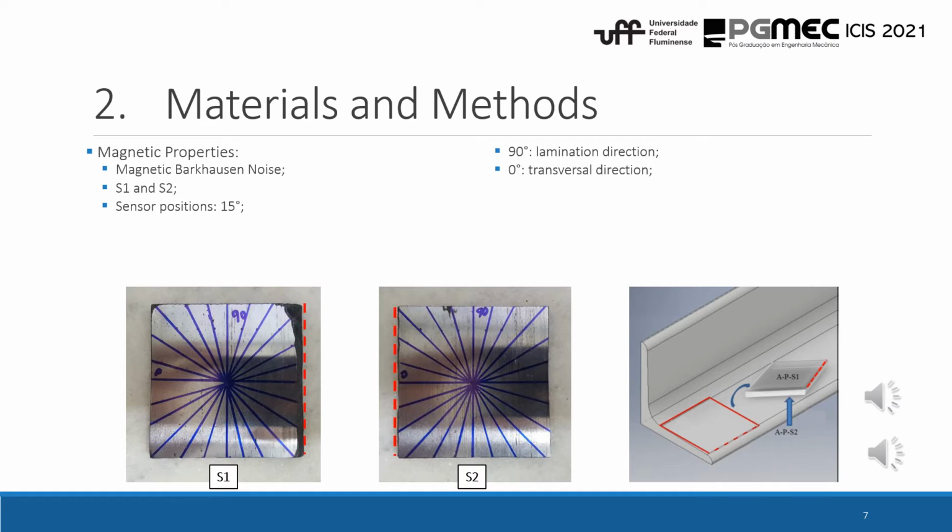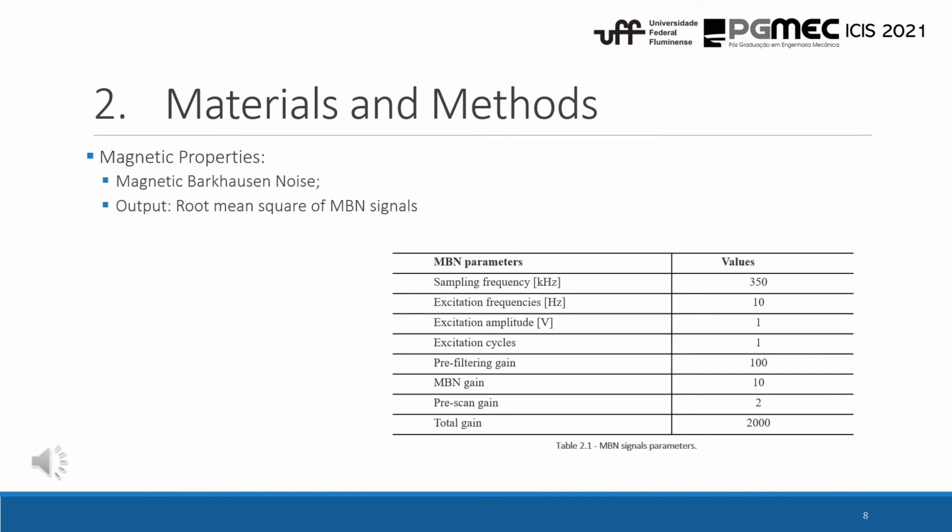The main reason to evaluate the magnetic properties of this material is to see if we can correlate these properties with the mechanical properties, and by using this non-destructive technique, if we would be able to identify the level of degradation of this material. On this table here, we can see the parameters that were used on both surfaces of the sample to make this analysis, and as an output, we had the root mean square of the Barkhausen noise signals.